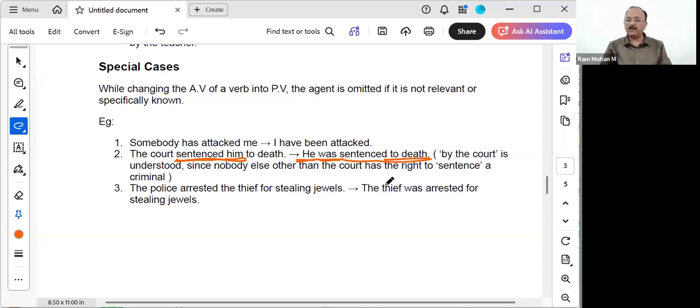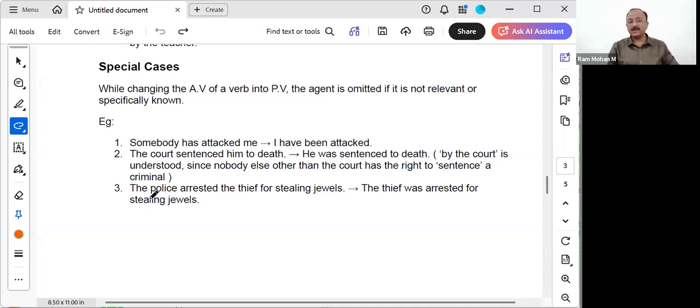In our country or in most of the countries, who can sentence any person to the death sentence? Only the court, correct? I, you, or even some police cannot give any death sentence. So, obviously, he was sentenced to death means the court is understood. That means the court has given the punishment of death sentence. By the court is understood, since nobody else other than the court has the right to sentence a criminal. Now we'll see the last example like this.